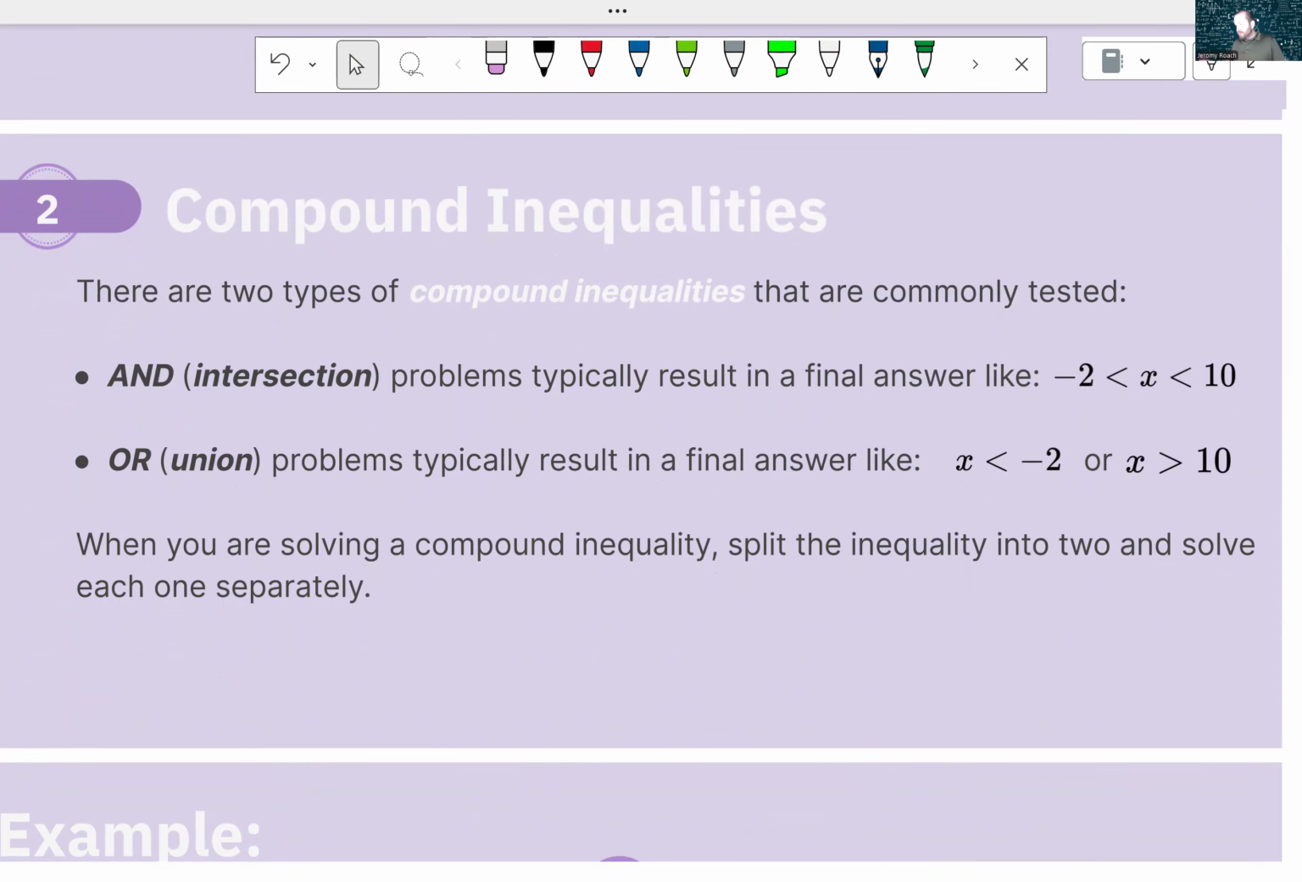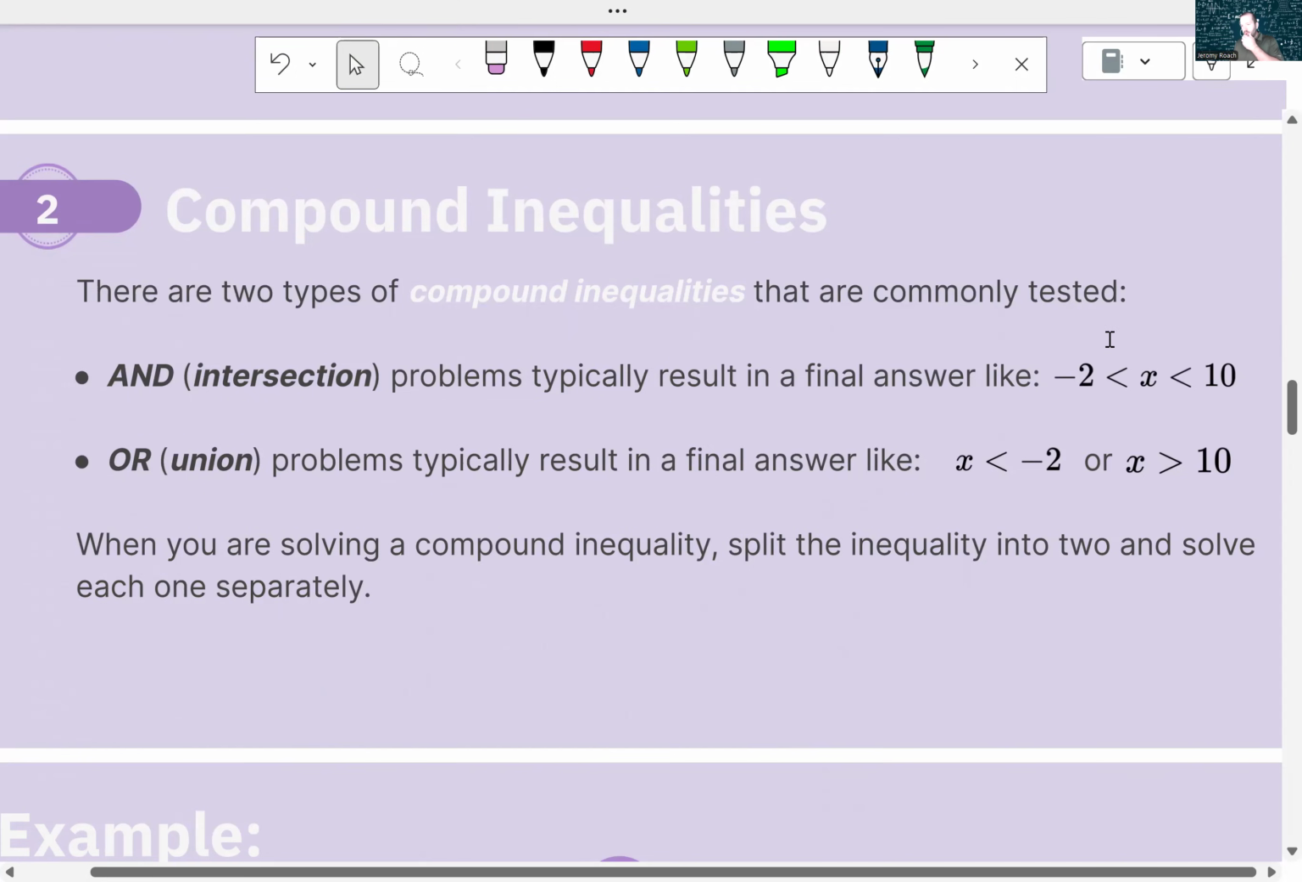The intersection type, where we have x's between a value like this, or a union problem that looks like this. Now, you might see some notation, and if you're learning about this after class as well, intersection is like this, and union is this symbol. So those are just the symbols for what those two definitions mean. But when we have an intersection problem, it's going to be a between inequality like that. When we have a union problem, it's going to have an or statement.